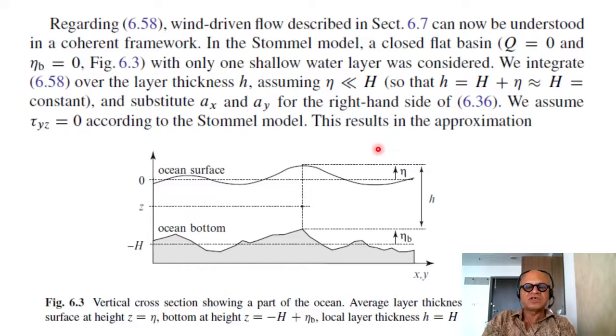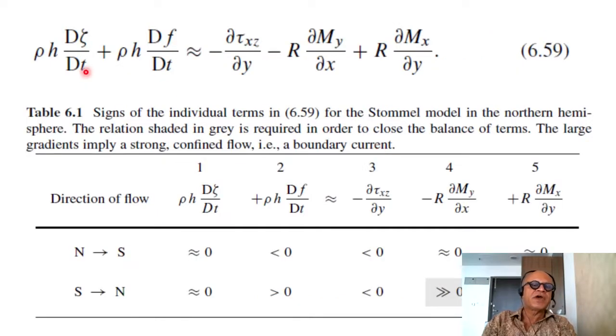So this results in the approximation rho h d zeta dt plus rho h df dt approximately equal to minus d tau xz over dy minus r d my over dx. Remember, r is the inverse of the decay time scale, the bottom friction term for the zonal and meridional directions, where mx and my were our transports in thickness h, right?